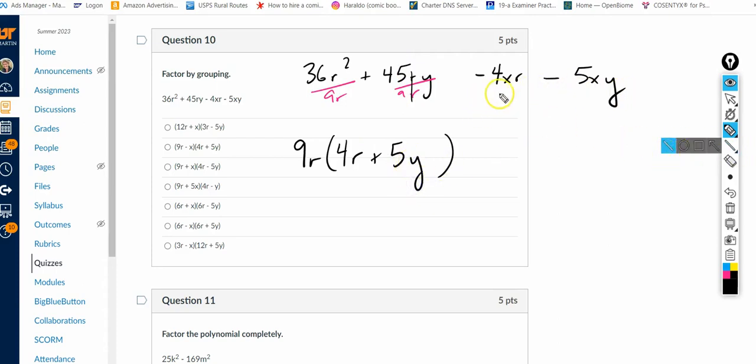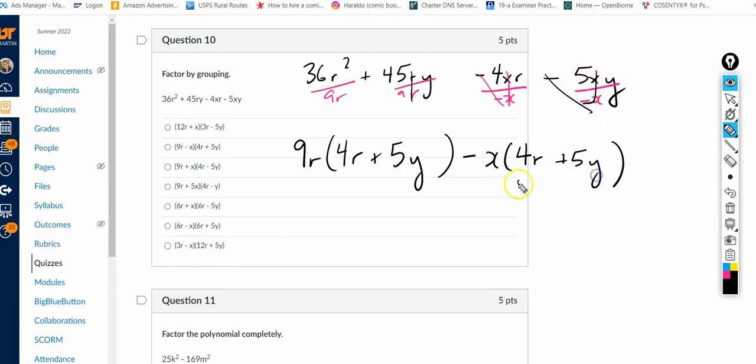Okay, now with this pairing, they do have an x in common, but that leading term is negative, so don't factor out an x, factor out a negative x. So what's going to go inside there? Well, divide each term by negative x. So the negative signs will cancel, the x's will cancel, and I'll be left with 4r. And the negative signs will cancel, the x will cancel, and I'll be left with positive 5y. So now you can see what they have in common.